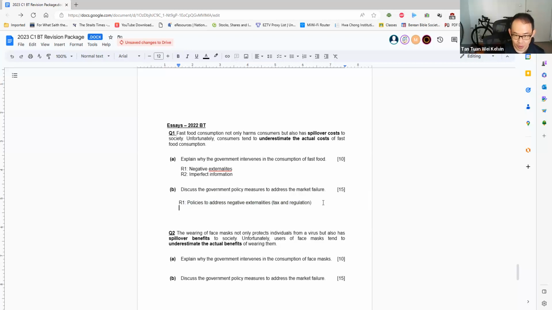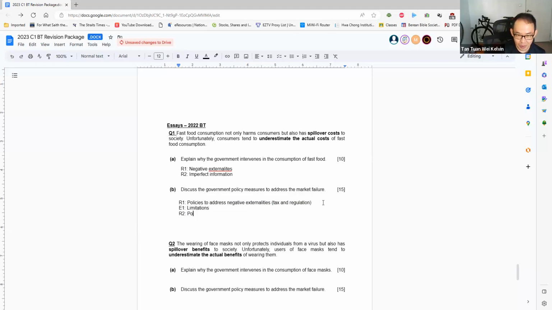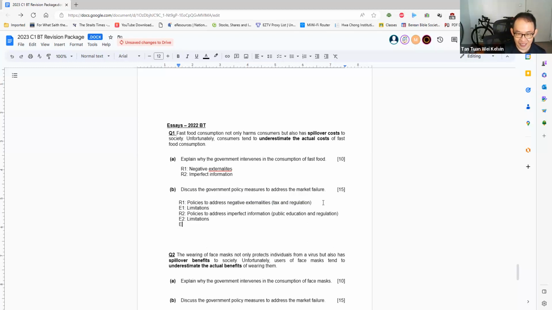R2, okay, maybe before I do R2. E1, limitations. R2, policies to address imperfect information. Let's say it can be public education, regulation. E2, and E3 is maybe speech is better, which is relatively better.